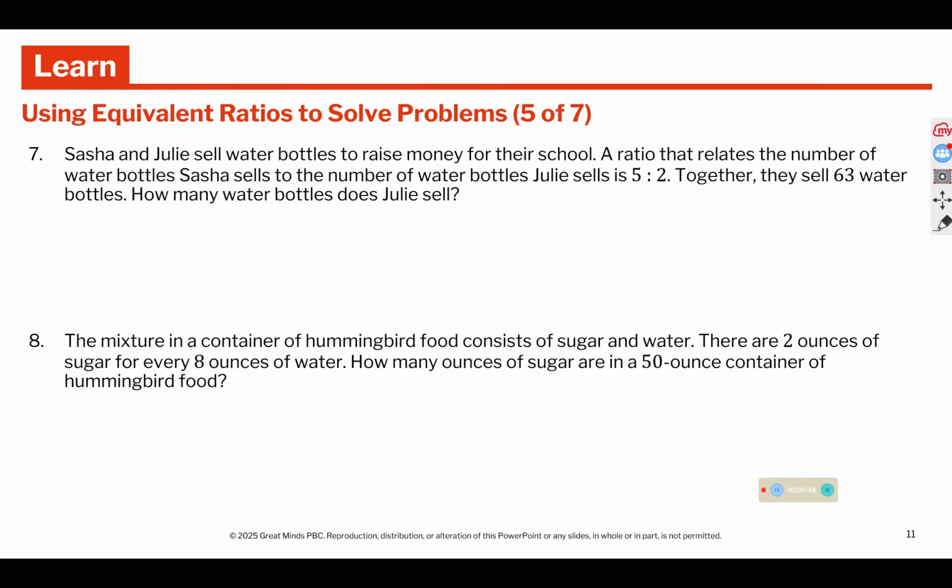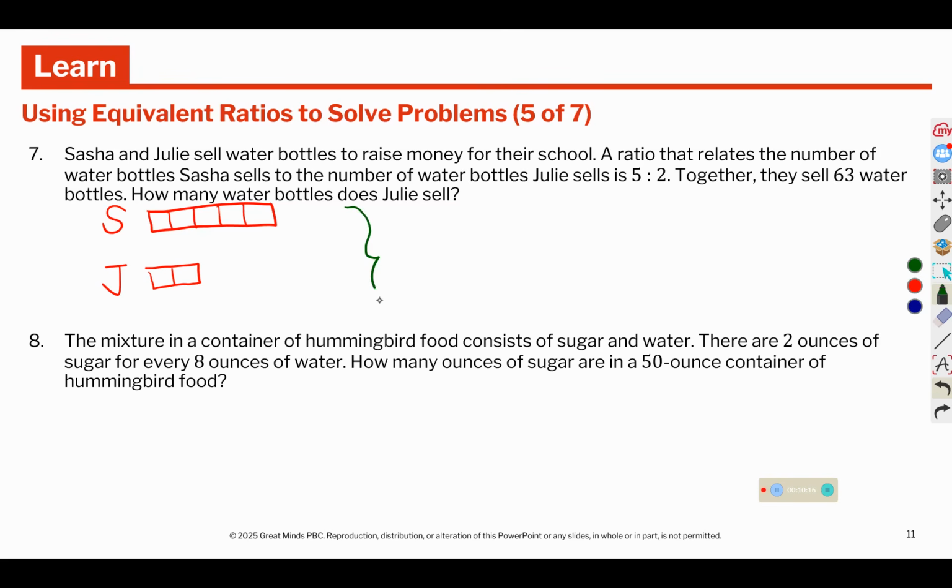Sasha and Julie sell water bottles to raise money for their school. A ratio relates the number of water bottles Sasha sells to the number of water bottles Julie sells, and that is a ratio of 5 to 2. Together they sell 63 water bottles. That means all of them combined. So we're going to write that all of them is 63.